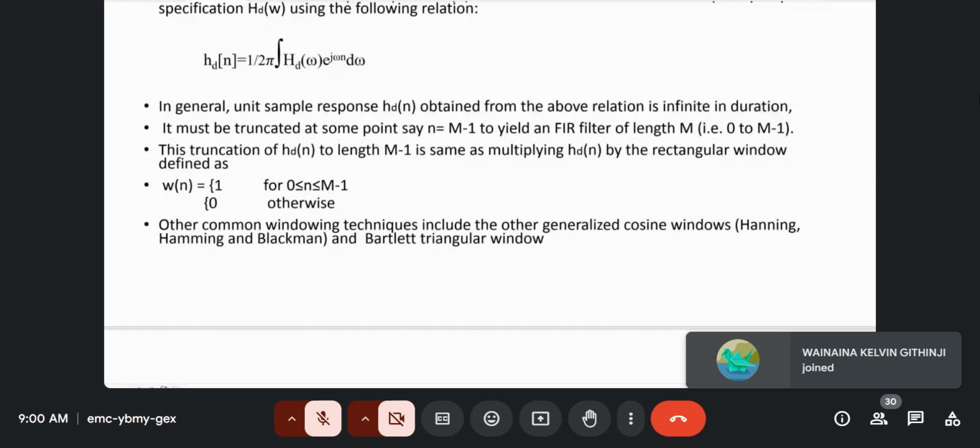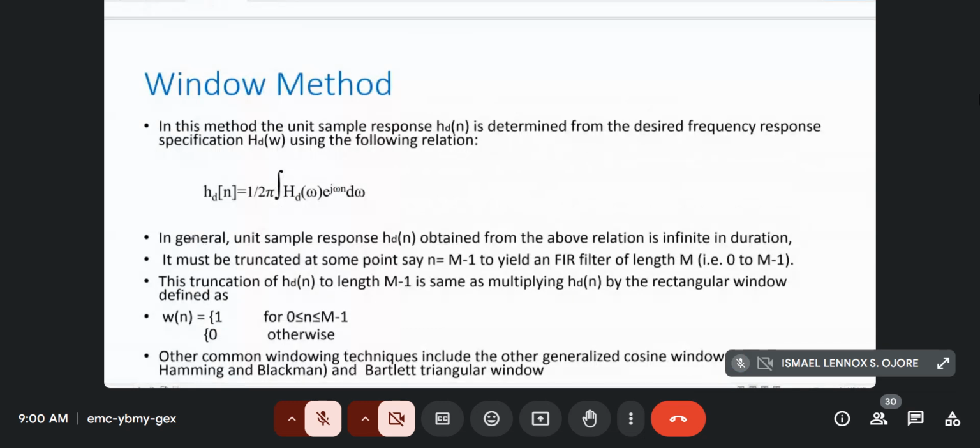So we are going to try to start looking at the window method, and we are going to look at just the general case. In this method, the unit sample response h_d(n) is determined from the desired frequency response, because normally you'll be given that desired frequency response. So you're going to get the desired impulse response h_d(n).